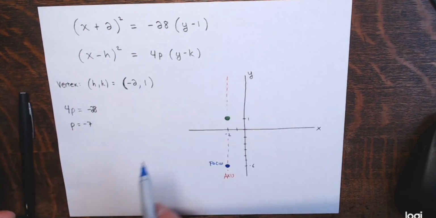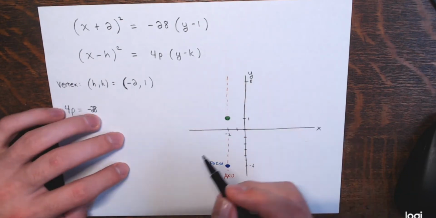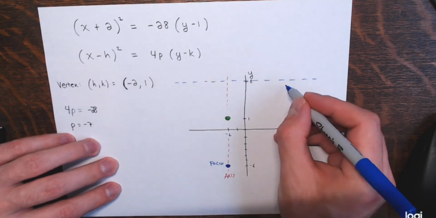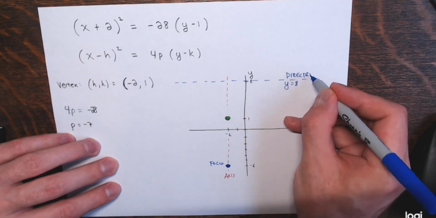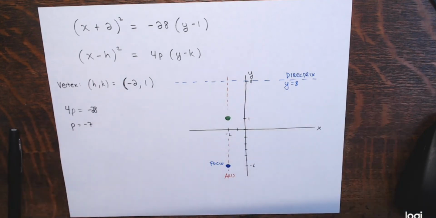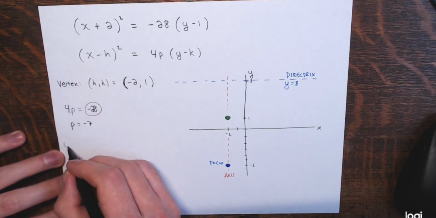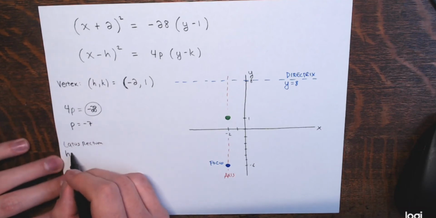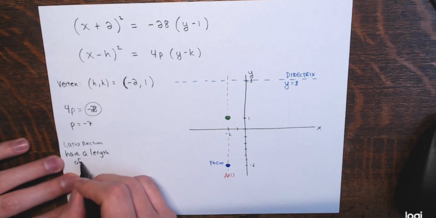And the directrix would be 7 units on the other side of the vertex, right? Let's do this here. y equals 8. If I go from the vertex up 7 units, draw a horizontal line, there's y equals 8. That's the directrix. And 4p is negative 28. So the lattice rectum will have a length of 28. A length of 28 units.